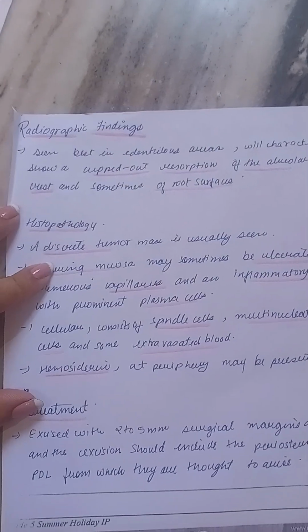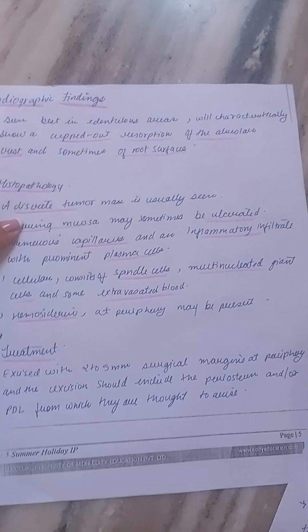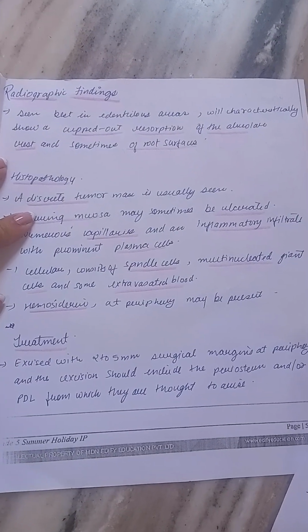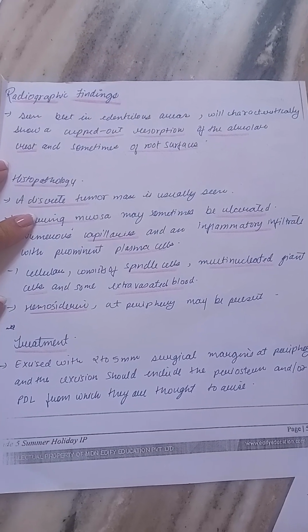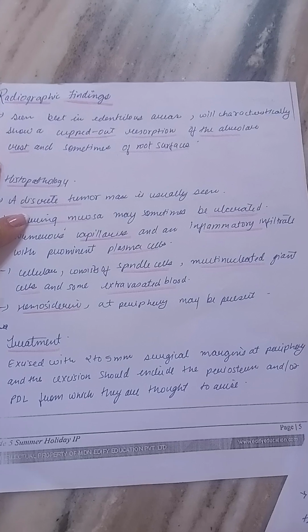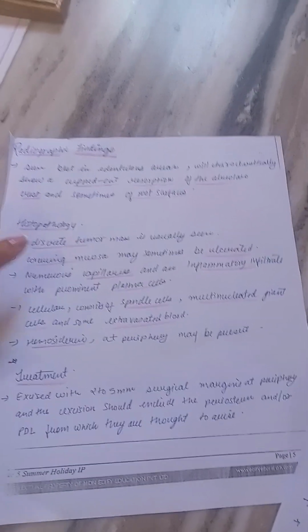Now coming to radiographic findings. Seen best in edentulous area, it will characteristically show a cupped out resorption of the alveolar crest and sometimes of the root surfaces. So it shows cupped out resorption of the alveolar bone radiographically.